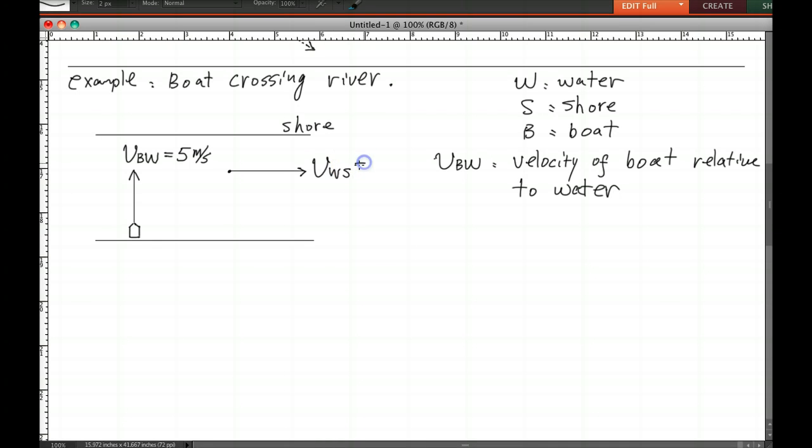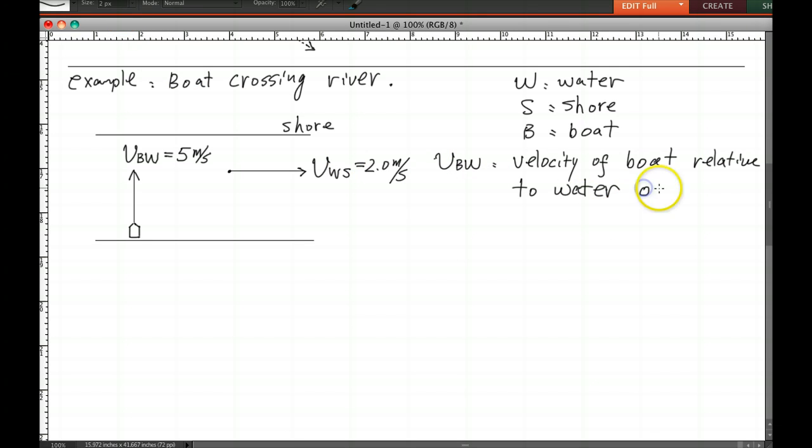Now let's give the water 2.0 meters per second. The boat is going to simply move with it, and when the water stops, the boat is going to stop as well. So the boat really doesn't know if the water is flowing or not. So this velocity we can call the velocity of a boat relative to the water.